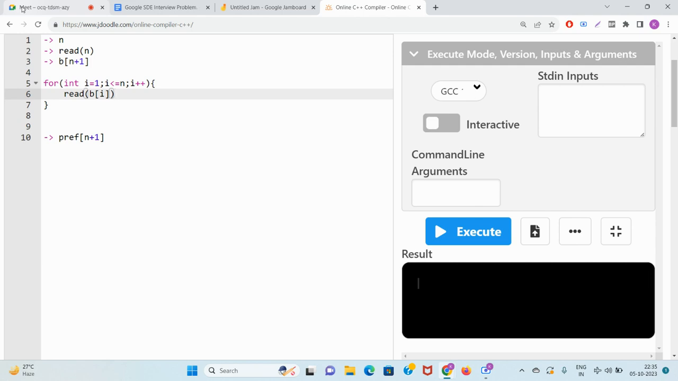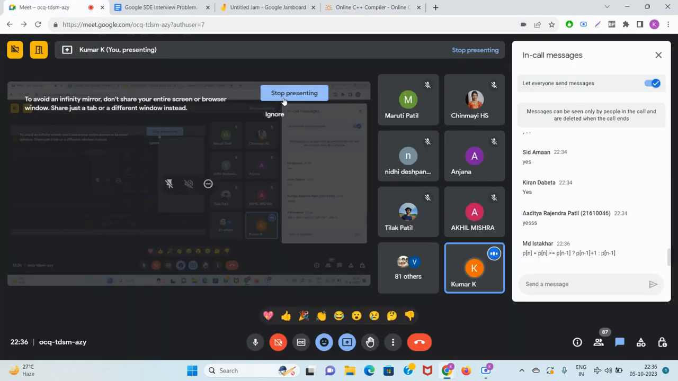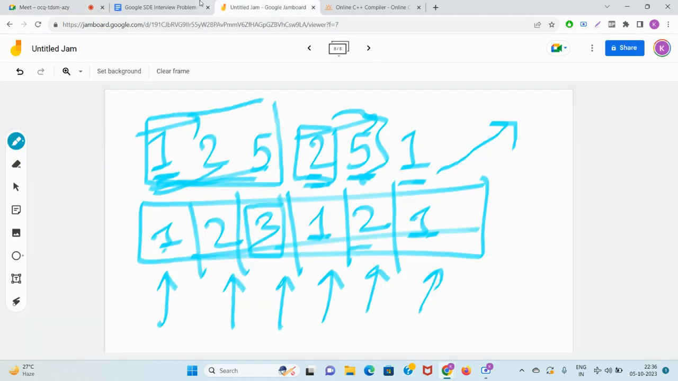Guys, can anyone tell me what will be the algorithm to calculate prefix of n plus 1? How for each index will I calculate pref of I? It's common sense, guys. Someone write it nicely.